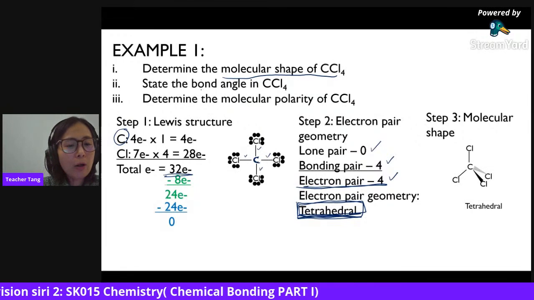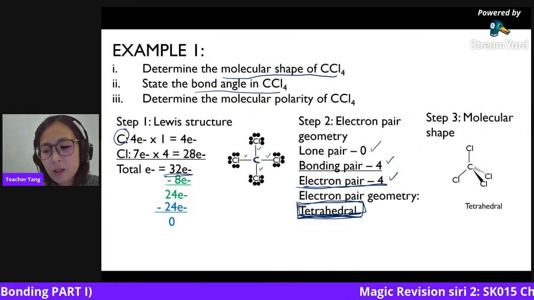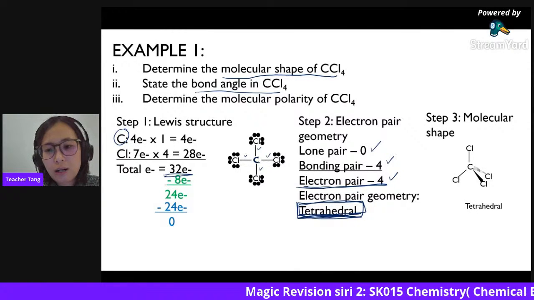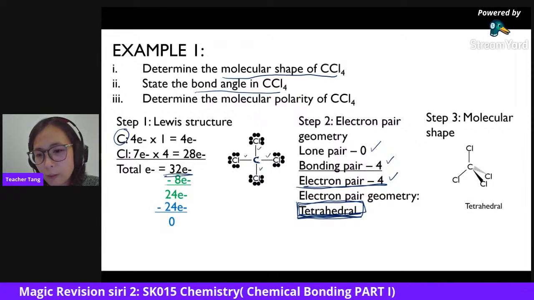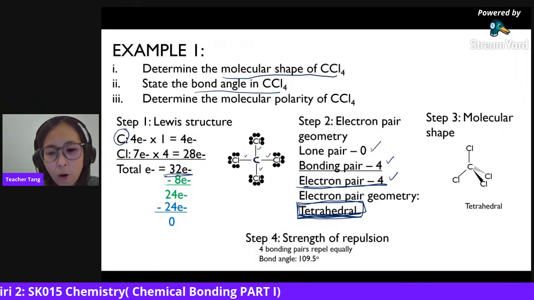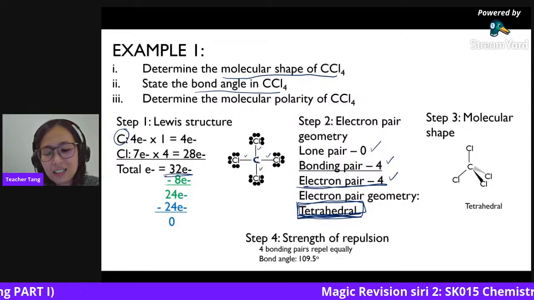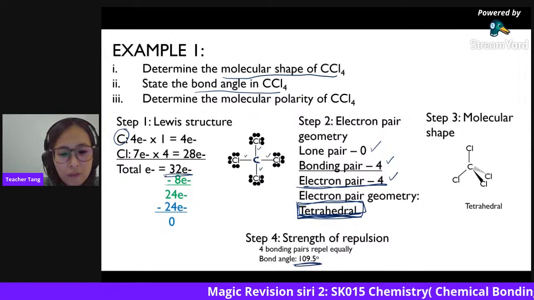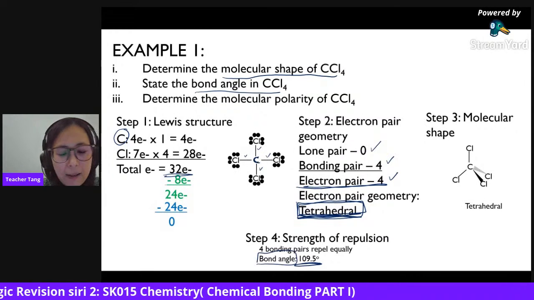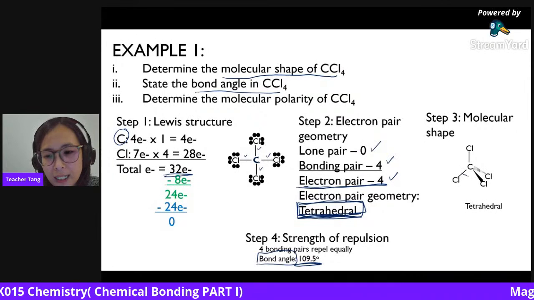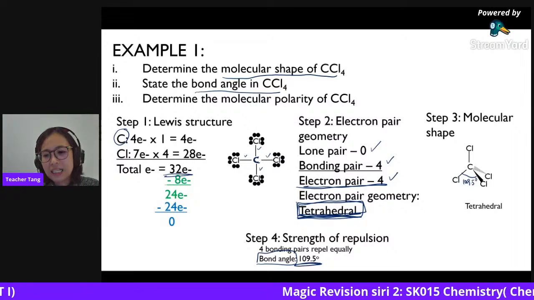How do we determine the bond angle? Again, we need to determine the type and strength of repulsion based on the molecular shape. From the molecular shape here, we know that we have 4 bonding pairs, and these 4 bonding pairs will repel each other equally to give a bond angle of 109.5. The bond angle is the angle between bonding pairs. So here is 109.5 degrees, the bond angle.